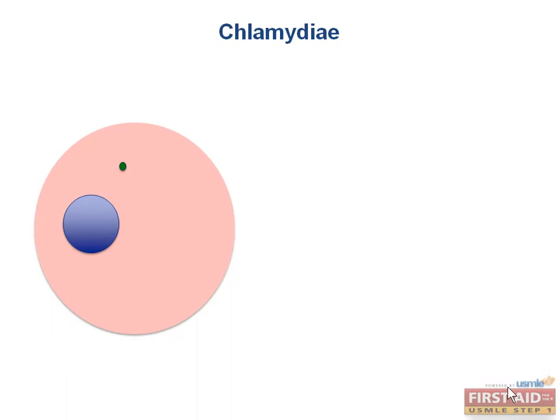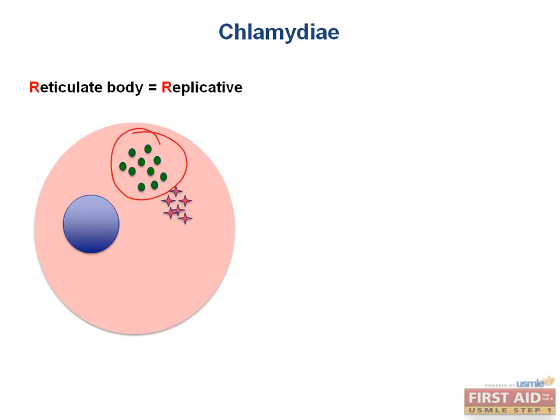This little guy is called a reticulate body, and he is the replicative form of chlamydia. Reticulate bodies are the metabolically active form which can amplify DNA, RNA, and protein production using host cell ATP. They actually divide by fission, so you can see that they are multiplying here. So we have the replicative form called reticulate bodies, right there. And what about the infectious form? What do we call this?